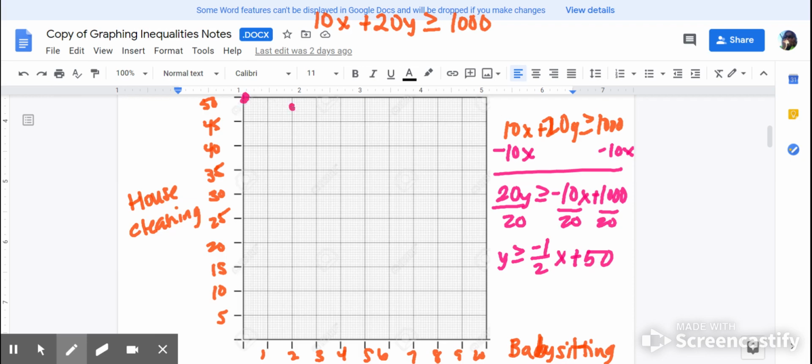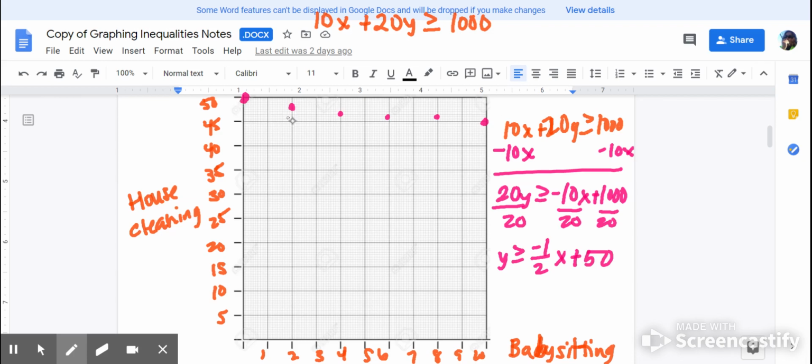I'll go down 1 to the right 2, so that'll be (2, 49). Down 1 to the right 2, so (4, 48). (6, 47). (8, 46). And then (10, 45).